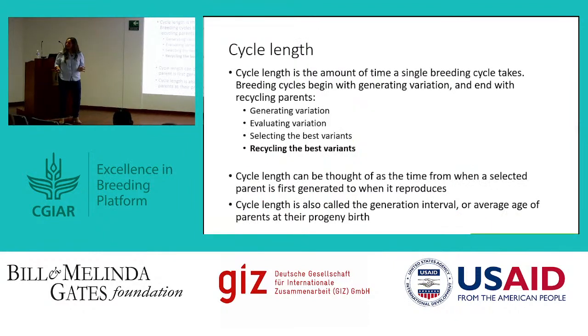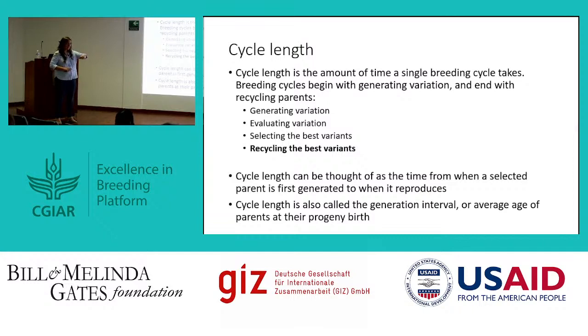Okay, this is the last factor, and then we'll see where we are. So cycle length, I think, can be a bit confusing because we have obviously a product cycle length, but right now I want to talk about the population improvement cycle length. It's just the amount of time that a single breeding cycle takes, all right?